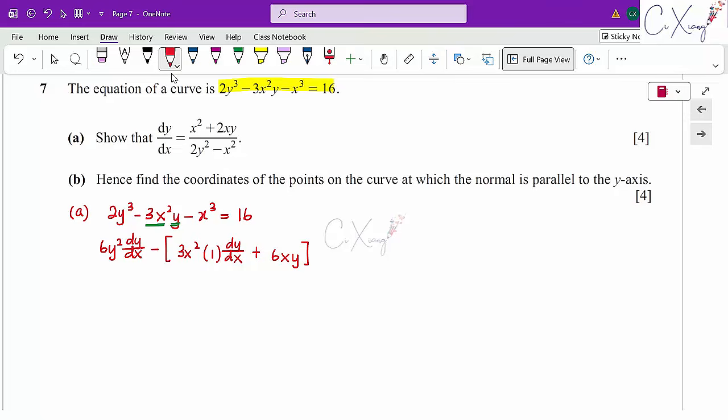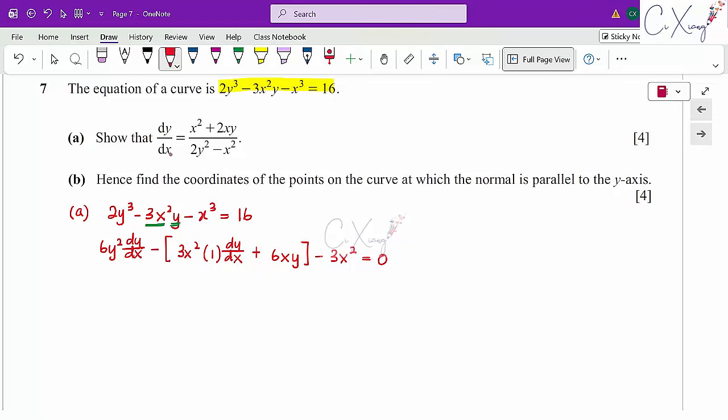After that, for the third term, you have x power 3. So differentiate it just like what you learned last time. The power put in front becomes a 3, copy the x, power minus 1 becomes 2. And differentiate the constant term, you'll get a 0. Alright, then in our equation here, in the answer, they request us to have our dy dx on the left.